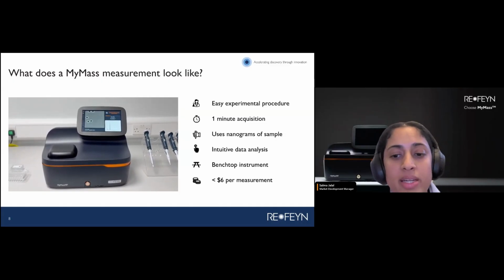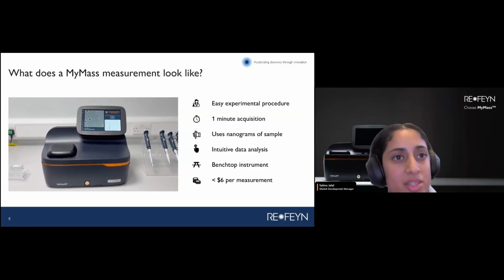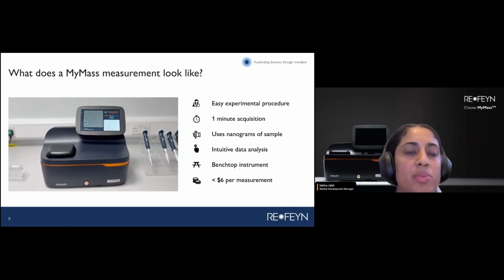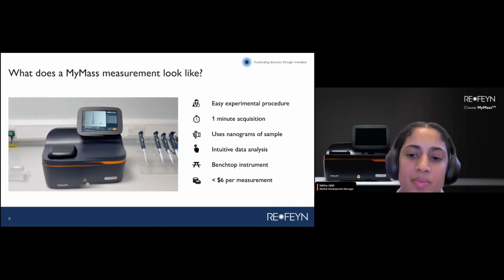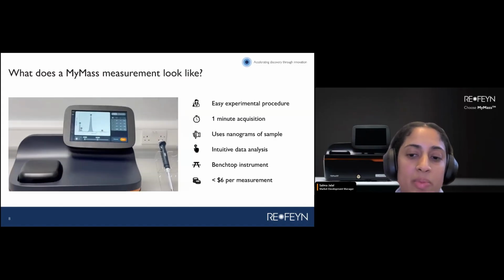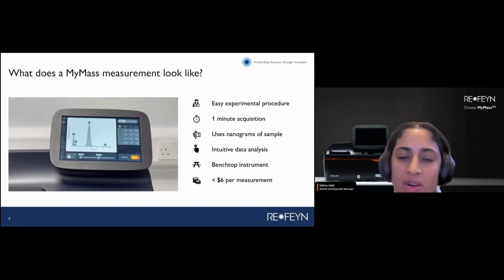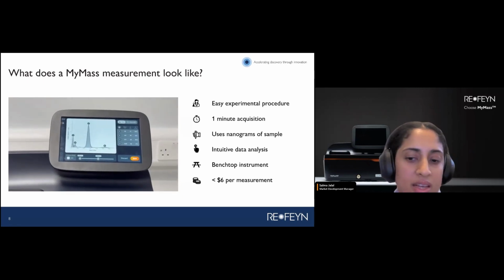And once the measurement is complete, you're going to get, as we are familiar, the mass distribution plot we discussed before, with the relative abundance of the different populations in there. Each measurement with MyMass typically uses nanograms of protein and will cost less than $6.